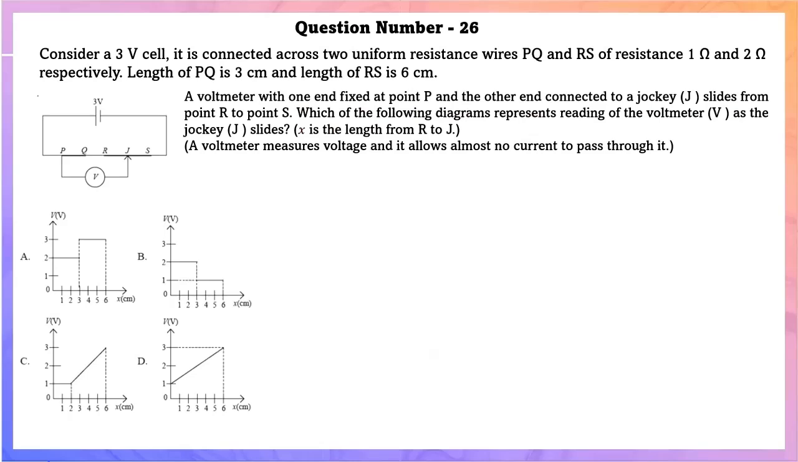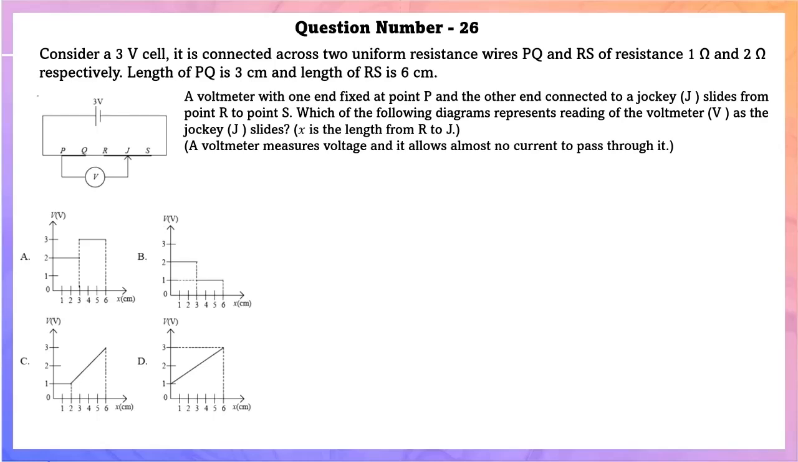Question number 26. Consider a 3 volt cell. It is connected across 2 uniform resistance wires PQ and RS of resistance 1 ohm and 2 ohm respectively. Length of PQ is 3 cm and length of RS is 6 cm. A voltmeter with one end fixed at point P and the other end connected to a jockey slides from point R to point S. Which of the following diagrams represents the reading of the voltmeter as the jockey slides? X is the length from R to J.